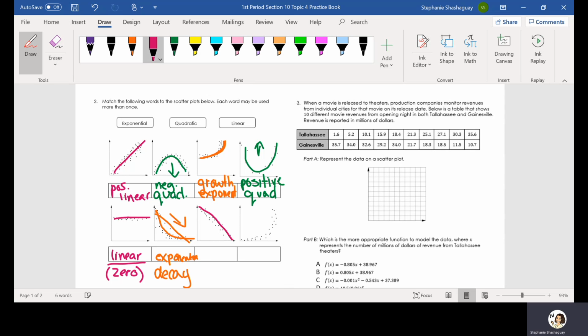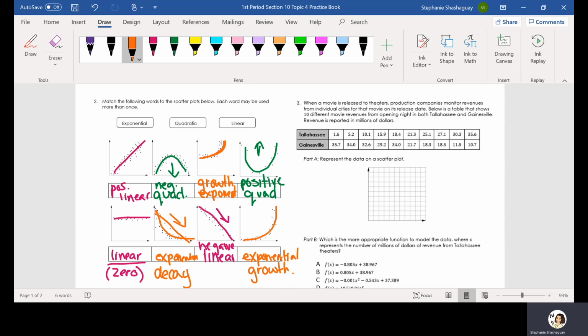Then we have this next one, which is linear, and this is a negative linear. Looks like it's going down. And then finally, we have one more exponential, and this looks like growth. So it's exponential growth. It is as my x is increasing, my y is increasing. All right, so those 8 questions are finished. Okay, those are 8 separate questions in the forms assignment.